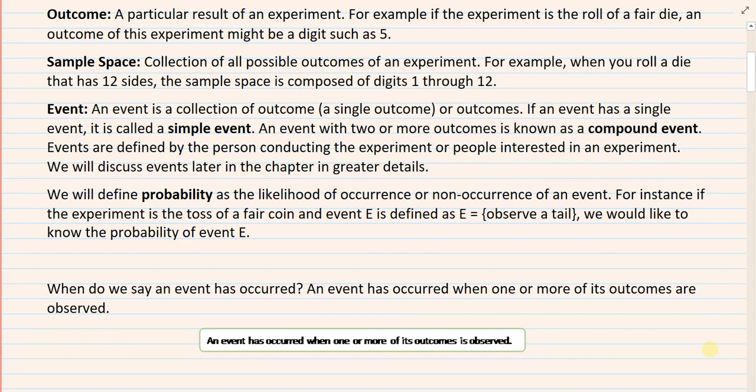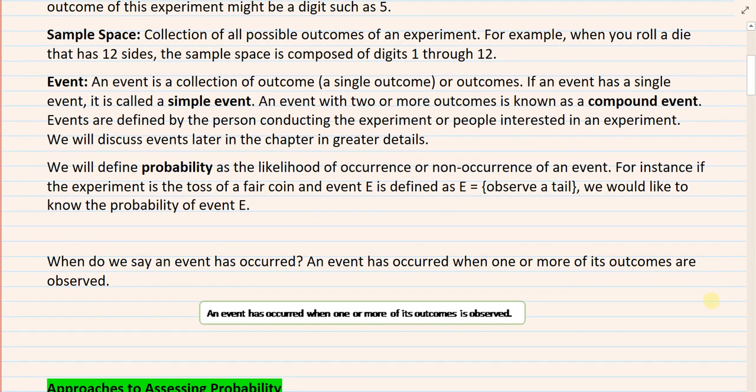We're going to look at examples later on, but suppose I roll a die and I define event E to be to roll a 2 or a 4. Now, if I roll the die and I observe a 2, I'm going to say that event just occurred, even though I didn't see a 4, because my event was a 2 or a 4. So as long as one of the outcomes occurs, the whole event has occurred.